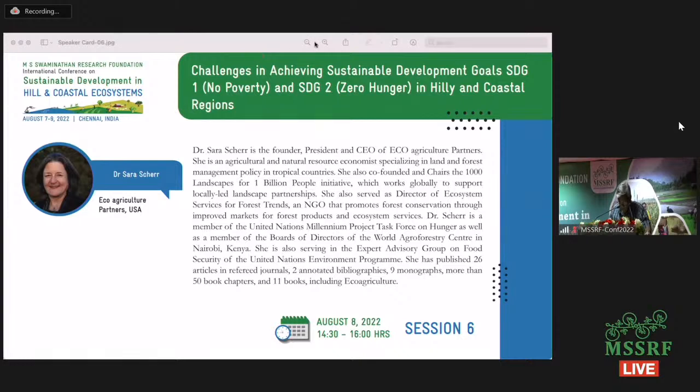That is an NGO that promotes forest conservation through improved markets for forest products and ecosystem services. Dr. Sara is a member of the United Nations Millennium Project Task Force on Hunger, as well as a member of the Board of Directors of the World Agroforestry Center in Nairobi, Kenya. And she has been serving on the expert advisory group on food security of the United Nations Environment Program. Over to you, Dr. Sara, for your intervention.